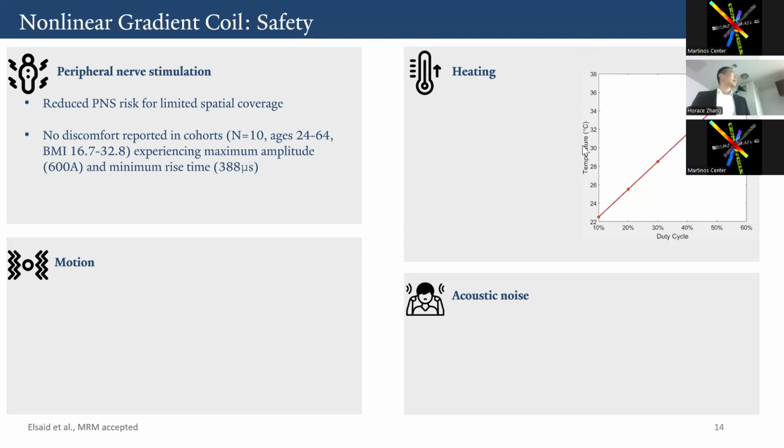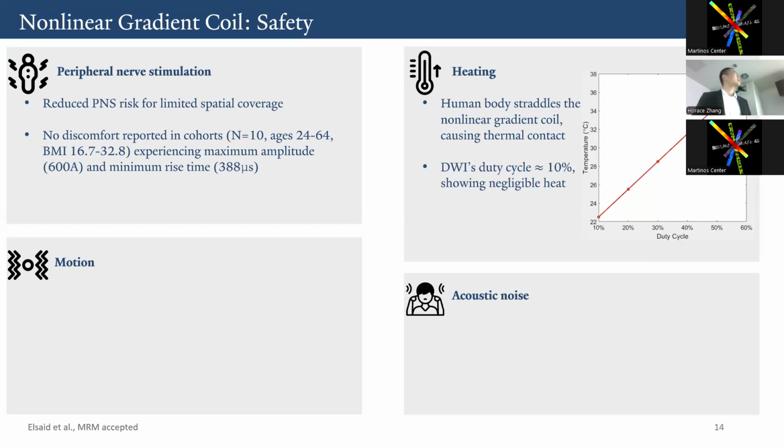This is the heating, the temperature against the duty cycle. There is theoretical risk of heating because the human body straddles the coil and there is thermal contact. But in reality, TWI's duty cycle is only around 10%, so the temperature rise would be only 1 or 2 degrees Celsius. The heat is negligible. And also the amplifier will trip when the temperature is above 38 degrees Celsius, but that's still the body temperature. So even if it trips, it's still safe.